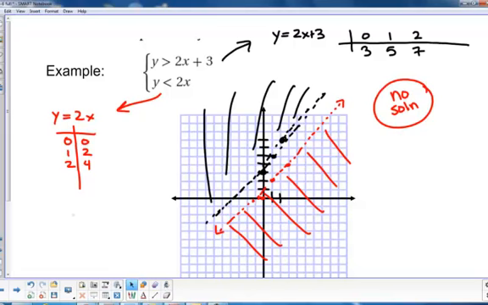If they happen to be shaded towards each other, the solution would have been right in between those two dotted lines.